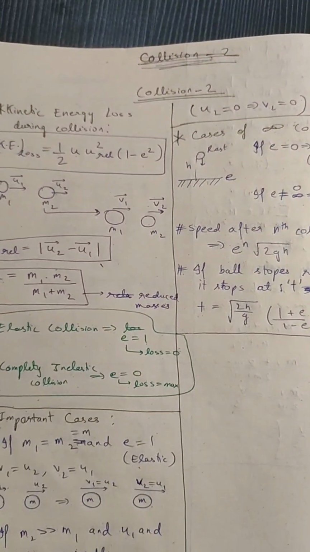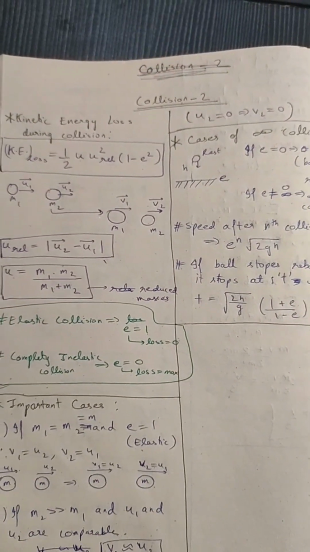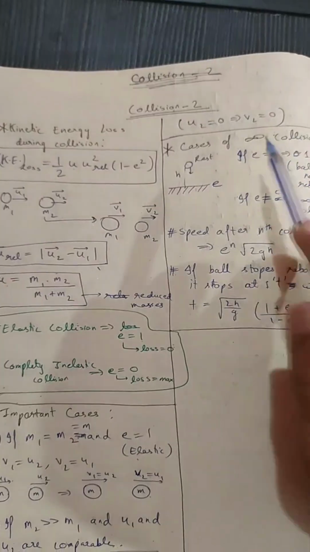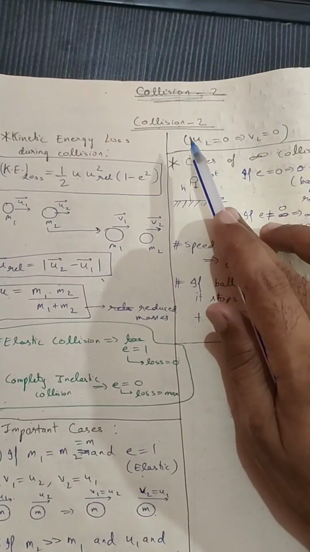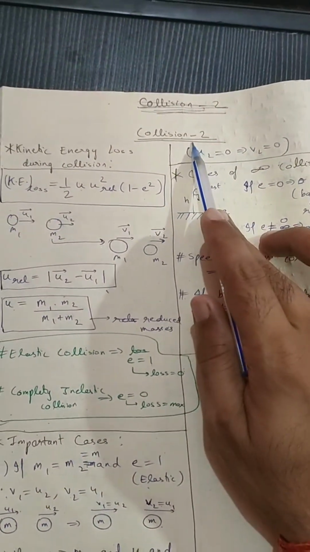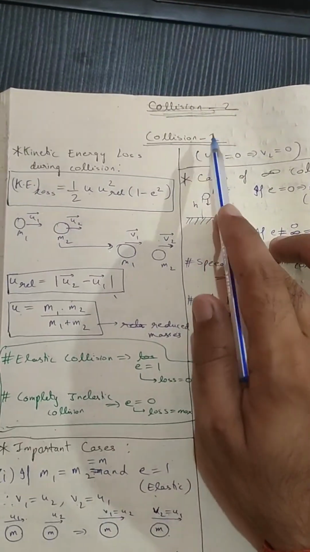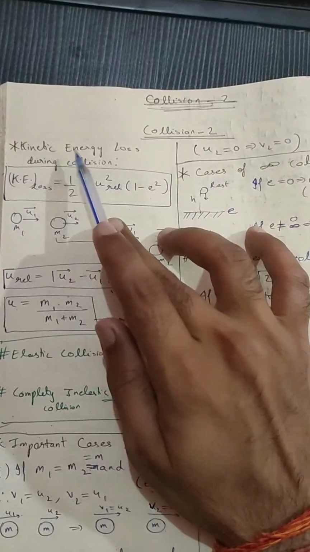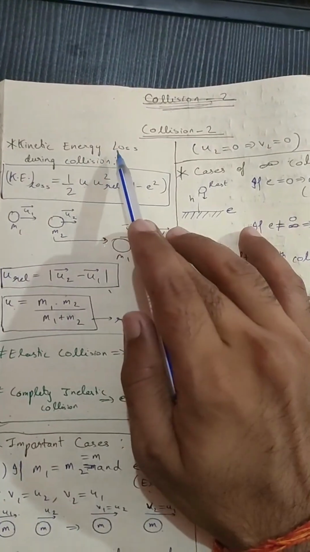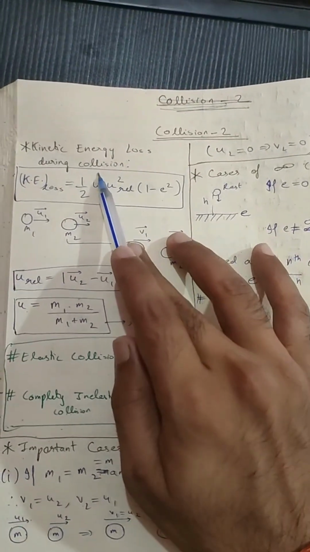So welcome back everyone. Today we will be doing the second lecture for our collision revision series. We are revising some important concepts of collision. So the important topic we have for today is kinetic energy loss during collision.